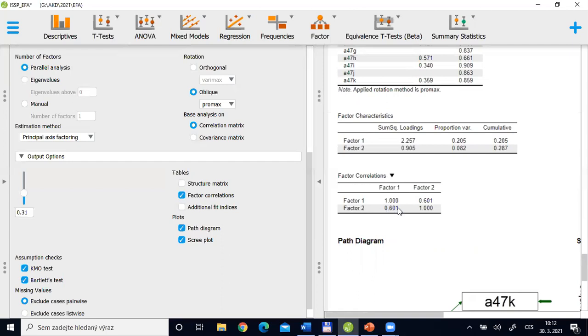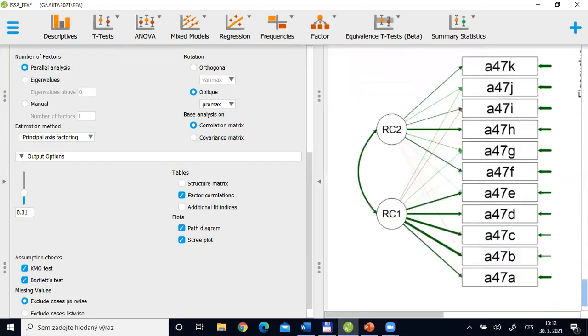So it is presented here in this special table. We have just asked for the factor correlations table. We can go also, for example, to this picture, and you can see that this strength of relationship between factors is presented on the picture by this quite thick line between these two dimensions. So this is only a graphical presentation of our result.